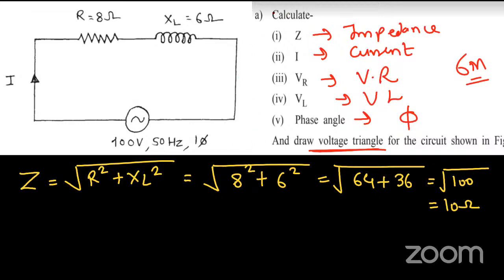Check, is it 10? Yes, the answer is clear. So for the answer 10, in the chat box just enter Z is 10. Yes, sir, 10. And then after that find out what is I. Just use your logic and tell me what is the value of I.